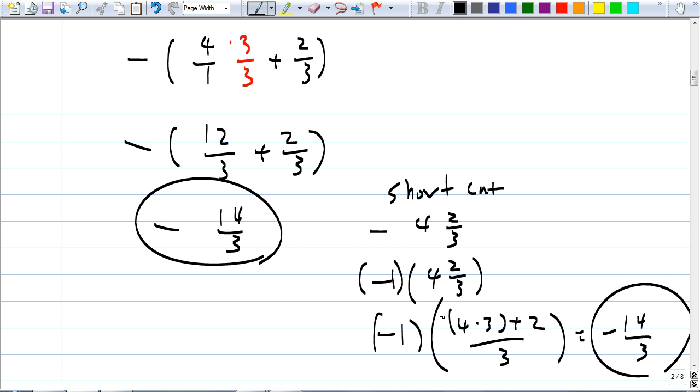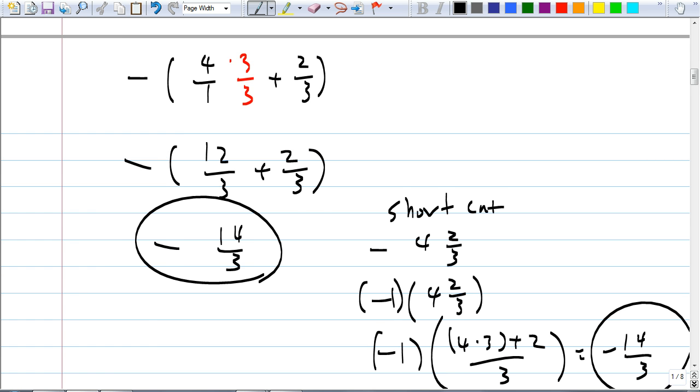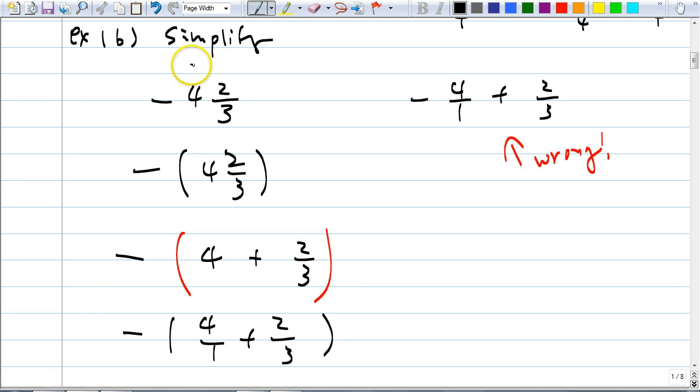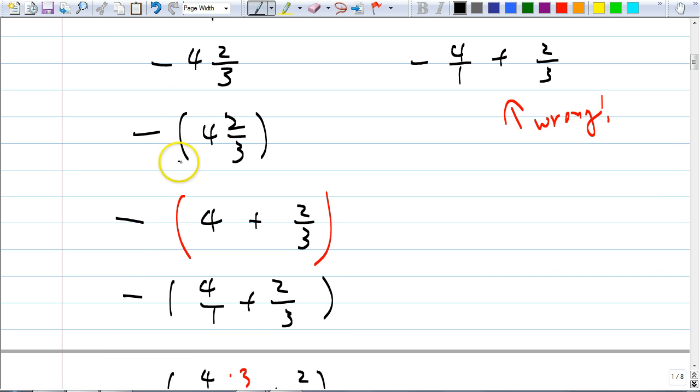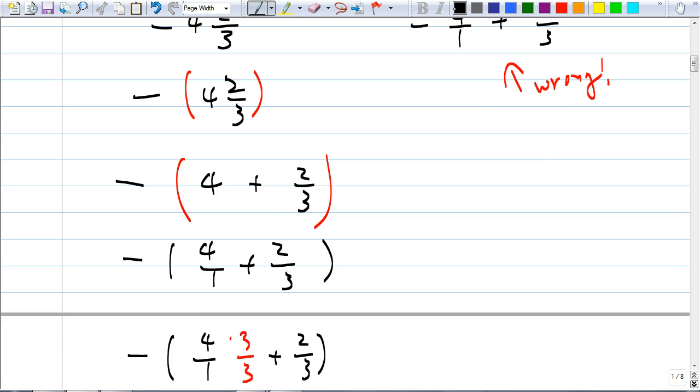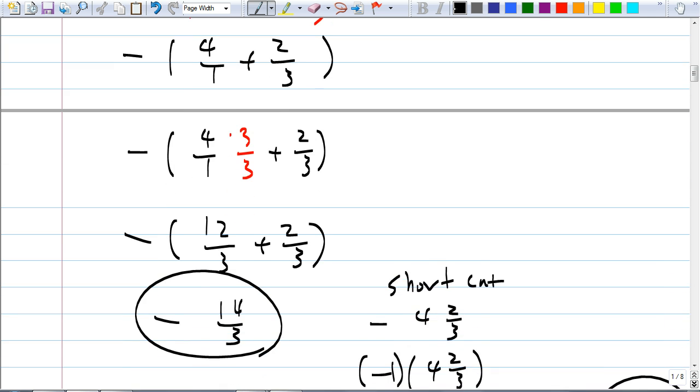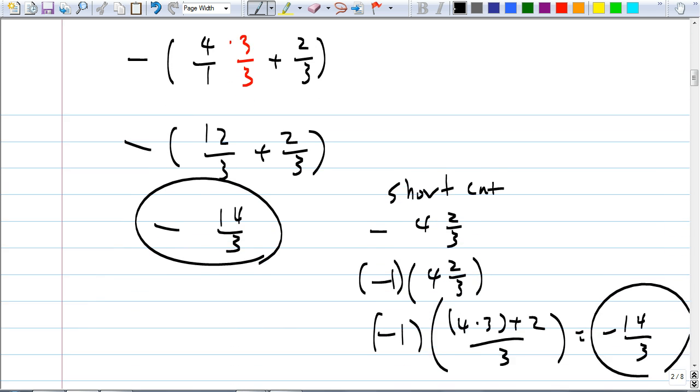I bet that's what you've been doing. But when I ask that question, you kind of think a little too hard. But you have to really understand that the negative 4 and 2/3 is really negative of that whole 4 and 2/3. So there's a hidden parentheses there. Any questions? So maybe I should do this in red. See? It's really there.